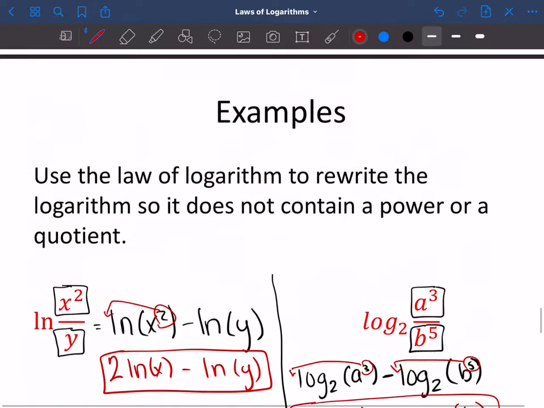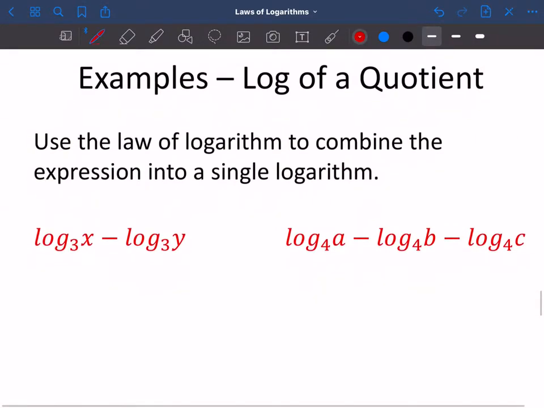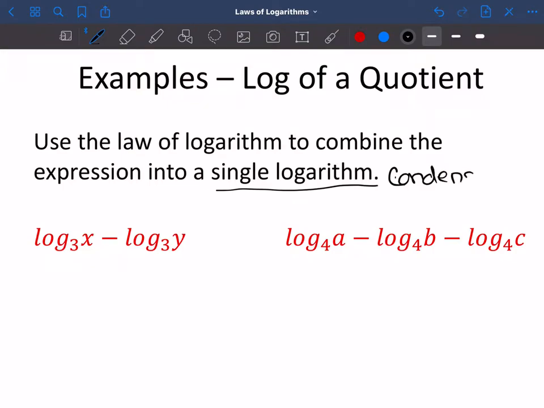All right, now I'm going to go back to the examples that I skipped over. So here we have some that are expanded already, and they want us to combine this into a single log. So this would be an example of condensing. So to condense this, we have 2 terms. So let's go ahead and write our log base 3.